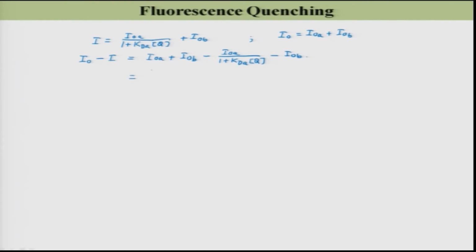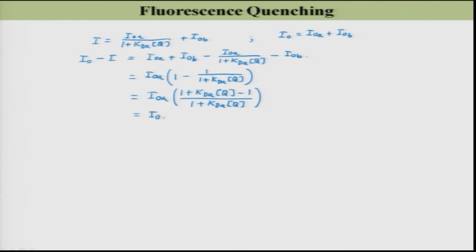So, this is equal to I0A into 1 minus 1 over 1 plus KdA into Q. Okay, this is equal to I0A into 1 plus KdA into Q minus 1, divided by 1 plus KdA into Q. This is equal to I0A KdA into Q divided by 1 plus KdA into Q.